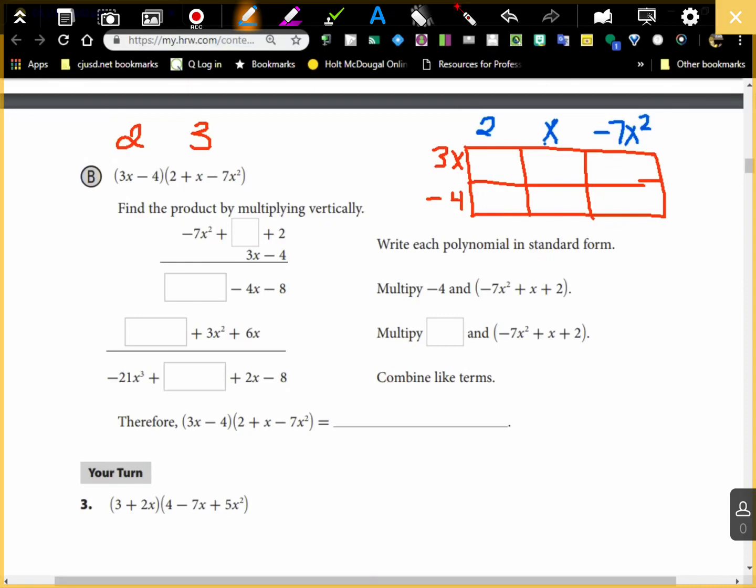And so we're going to find the area. Area is length times width, or base times height. So what is 3x times 2? 6x. So there's 6x. What's 3x times x? 3x squared, good. What is 3x times negative 7x squared? Negative 21x cubed.